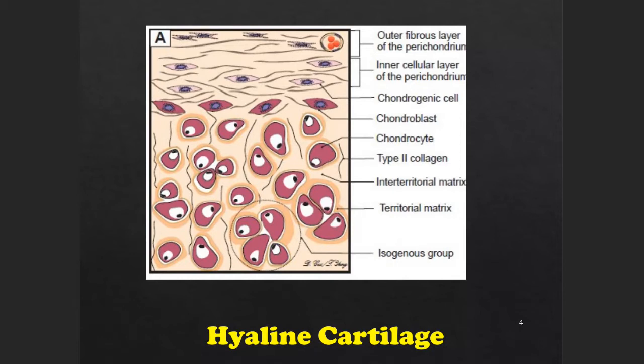Now this is your chondroblast. Can you see this chondroblast? And this is your chondrocyte. Now the outside covering of the chondrocyte is called your lacunae. Okay, and here you will see a little bit of collagen, then your isogenous group. So basically I've already explained to you about the isogenous group.